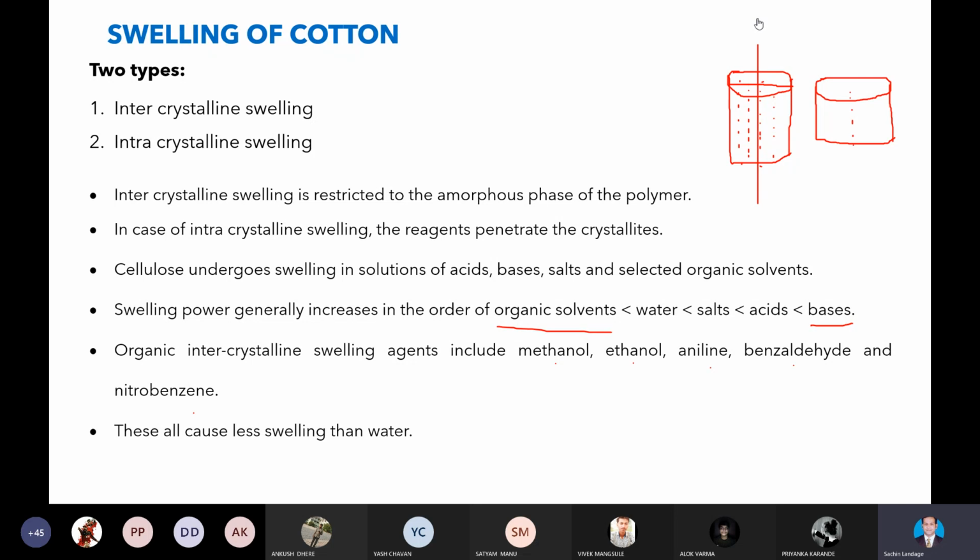The bases which are soluble in water are called alkalis. So Na2CO3, that is alkali. NaOH, that is alkali. Sodium bicarbonate, that is also alkali. Means they are bases, but they are soluble in water. That's why we are using the term alkali.